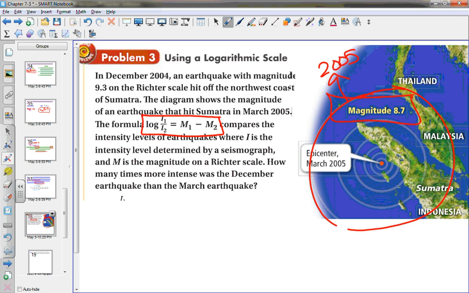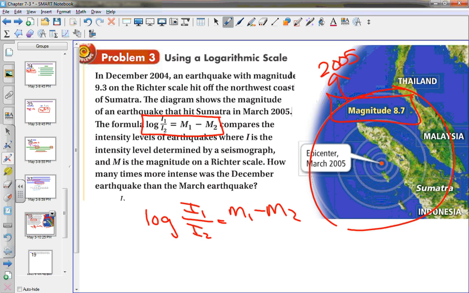is equal to m1 minus m2. And this compares the intensities of the earthquakes, where I is the intensity level by a seismograph, m is the magnitude. So all you're going to do is plug and chug. So if I take this formula, log of I1 over I2 is equal to m1 minus m2.